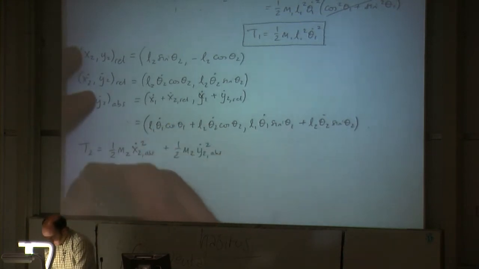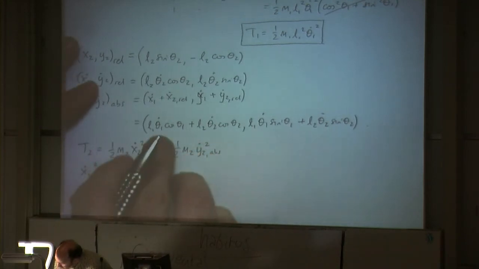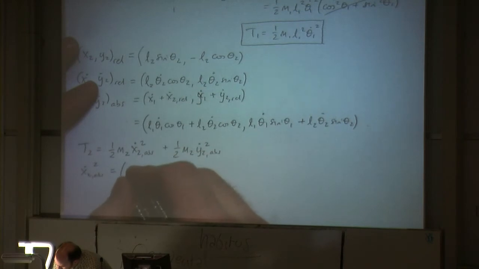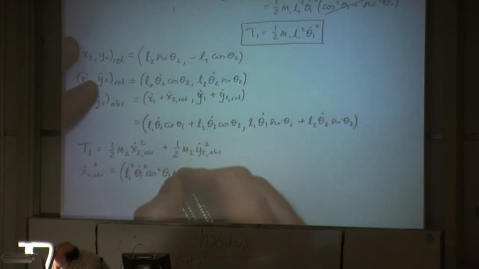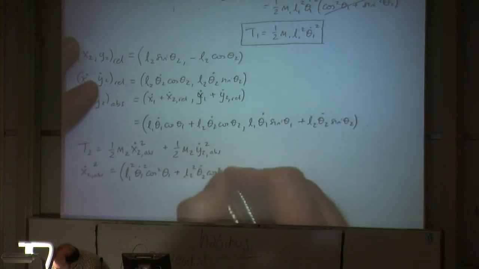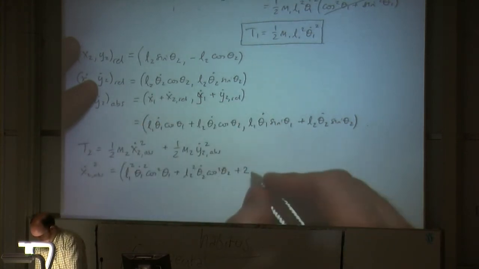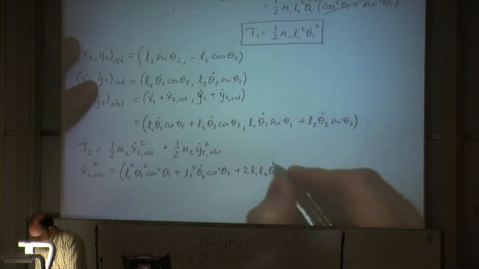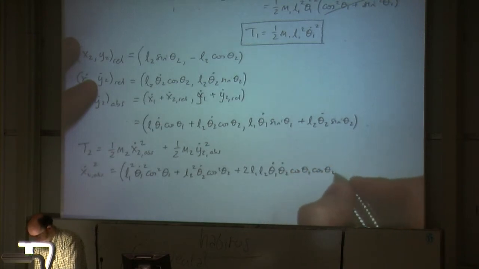So let's just find x2 dot absolute squared on its own. And so we have, obviously this is two terms, so we have to square it. The first term squared becomes L1 squared theta 1 dot squared cosine squared theta 1, plus the second term squared, so that's L2 squared theta 2 dot squared cosine squared theta 2, and then plus 2 times them multiplied together, so we have 2 L1 L2 theta 1 dot theta 2 dot cosine theta 1 cosine of theta 2.